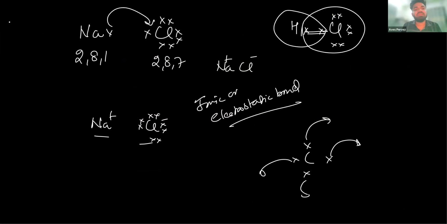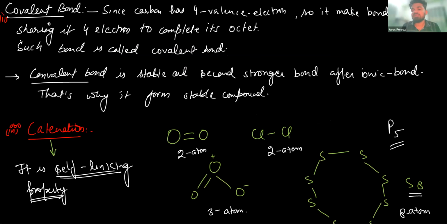The second thing that we can say here is the covalent bond. Covalent bond is the second strongest bond that is formed by carbon atoms. Carbon is going to have 4 electrons in its outermost shell: 2 in the first and 4 in the second shell. It can neither lose 4 electrons nor gain 4 electrons.